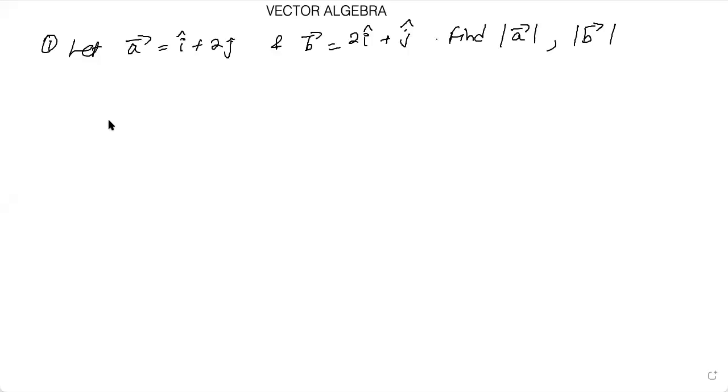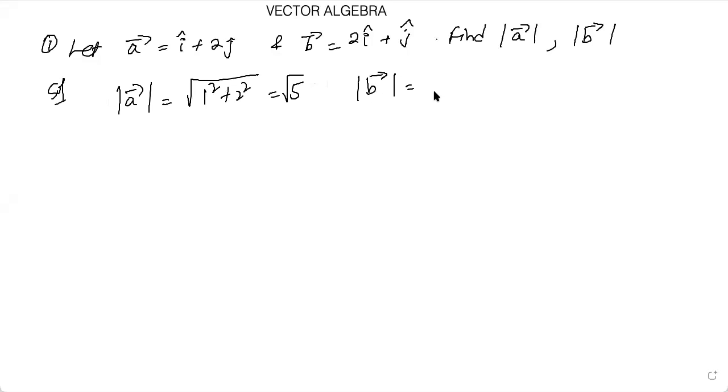So let us solve this. This would be square root of 1 square plus 2 square, which is root 5. And b would be square root of 2 square plus 1 square, which would be root 5, right?